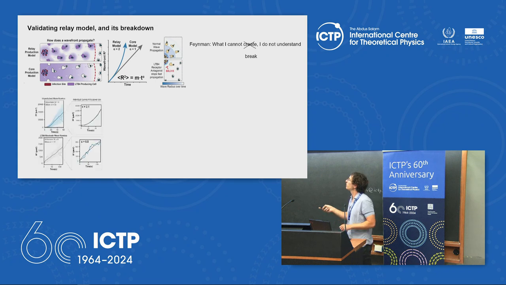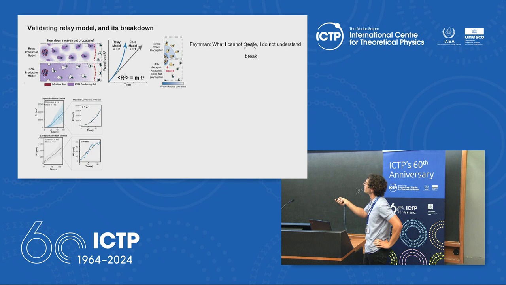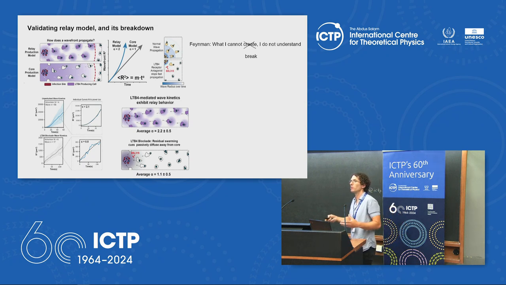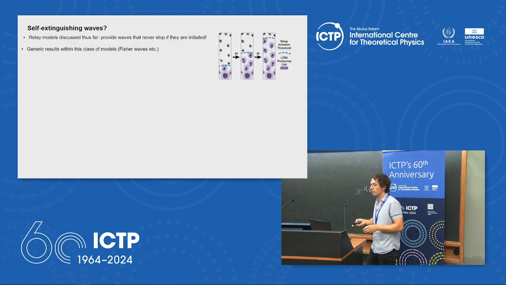Okay? And what you see here is an example of one experiment. For normal blood, you get an exponent of 2 corresponding to a wave traveling at constant velocity. When we block the LTB4 receptor, the exponent becomes close to 1. When we repeat this over many experiments, we see consistently that the average exponent changes from something close to 2 to something close to 1, meaning that indeed these are diffusive relays and we can also destroy them.